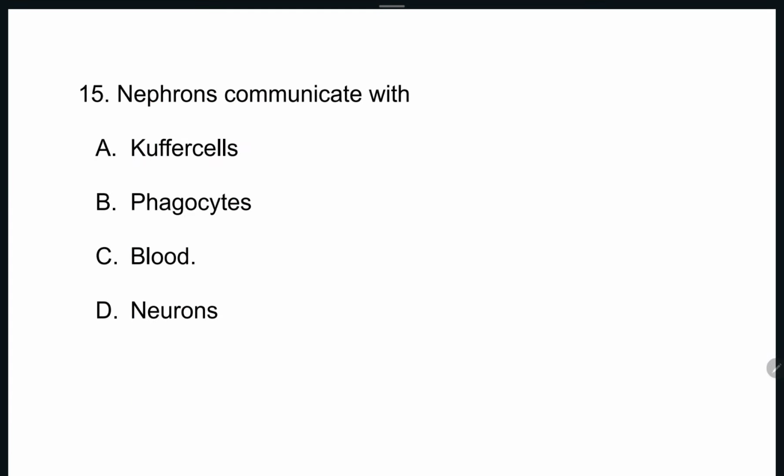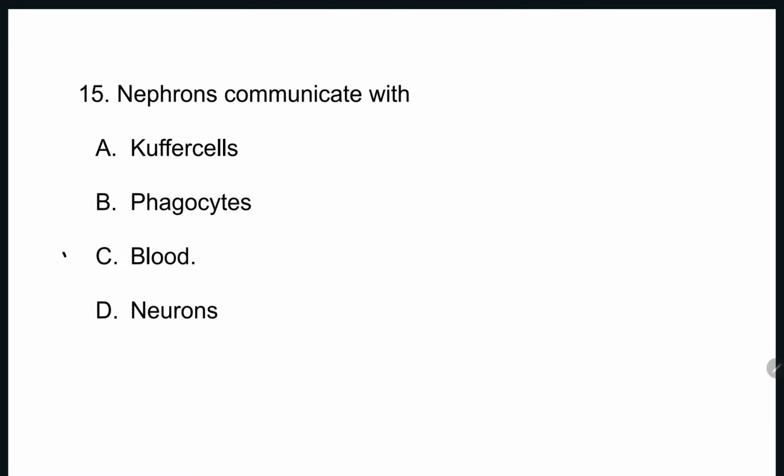The next one is, nephrons communicate with. Okay, nephrons communicate with. Option A, Kupffer cells. Option B, phagocytes. Option C, blood. Option D, neurons.